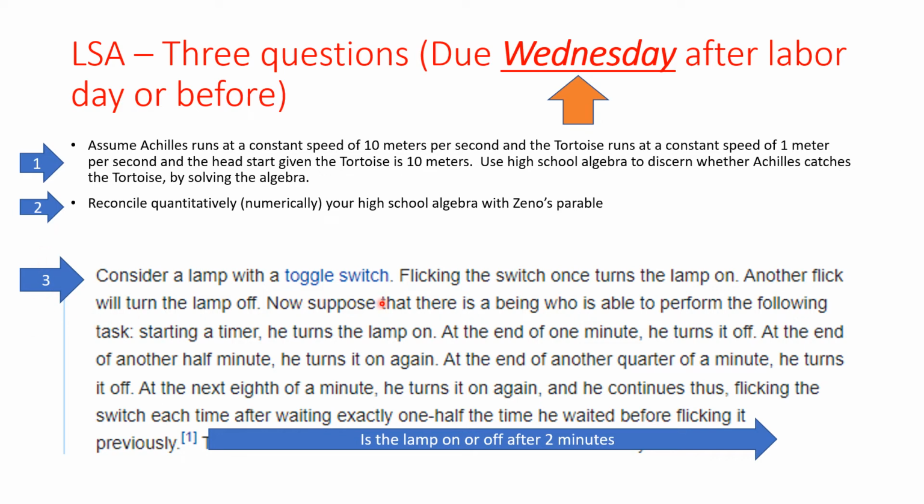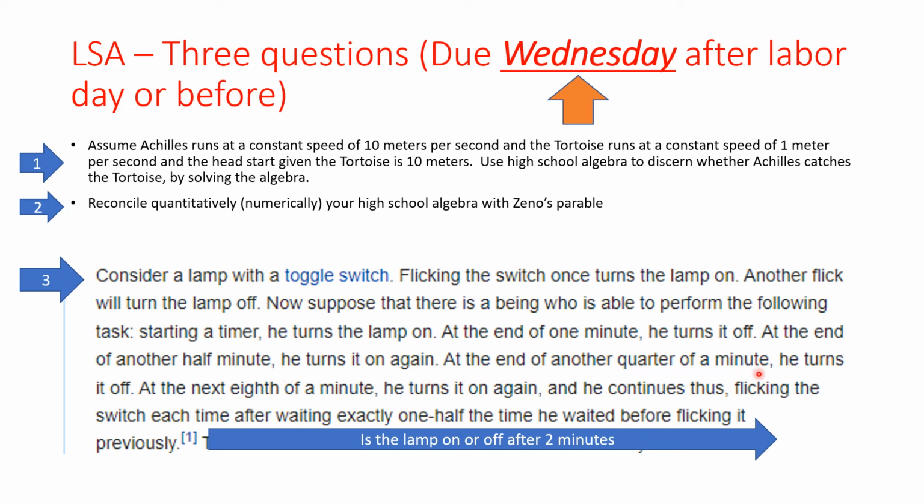Consider a lamp with a toggle switch. Flicking the switch once turns the lamp on, another flick turns the lamp off. Now suppose that there is a being who is able to perform the following task. Starting a timer, he turns the lamp on. At the end of 1 minute, he turns it off. At the end of another half minute, he turns it on again.